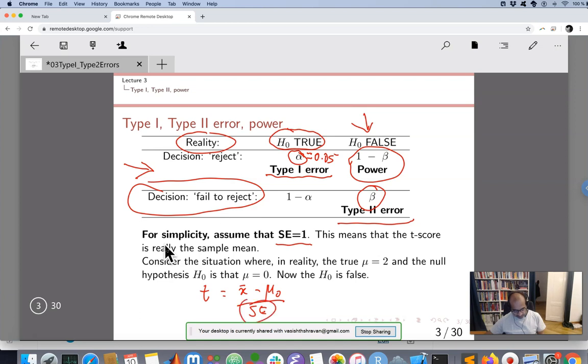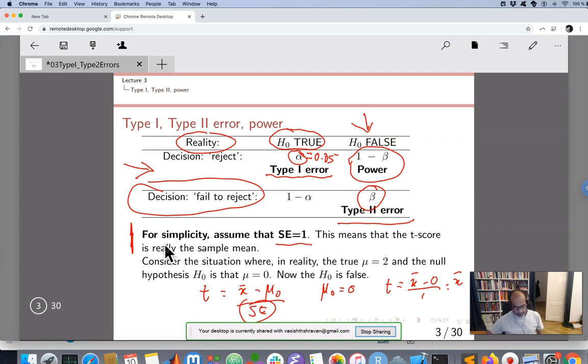So if I say that standard error is 1, really, if my mu 0, my null hypothesis mean is 0, then the t-value that I'm looking at is really x bar minus 0 over 1, which is really x bar, right? So that's what I mean here, that the t-score that we're going to look at now in the next illustration is basically identical to the sample mean in this situation where standard error is 1.